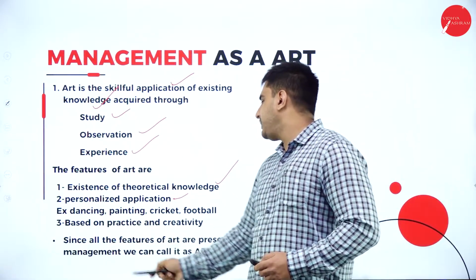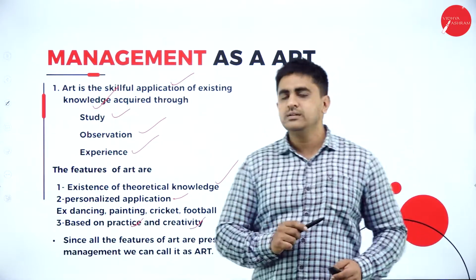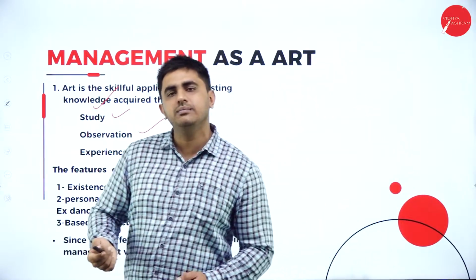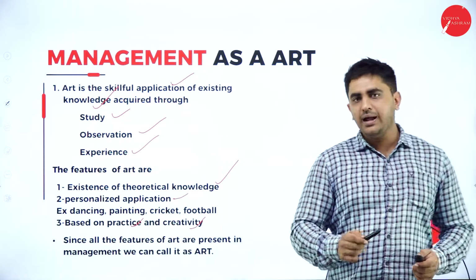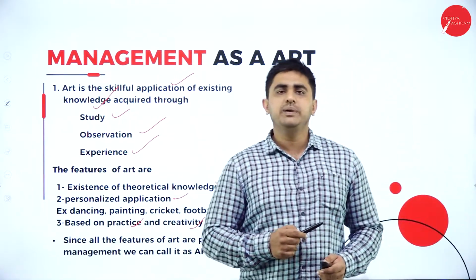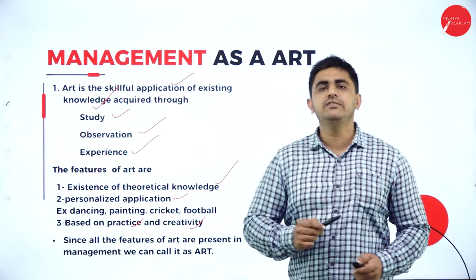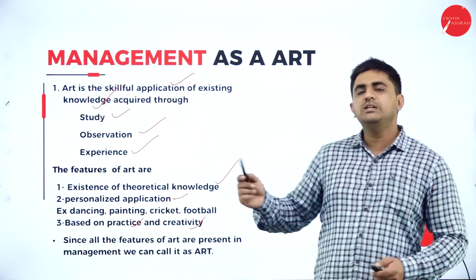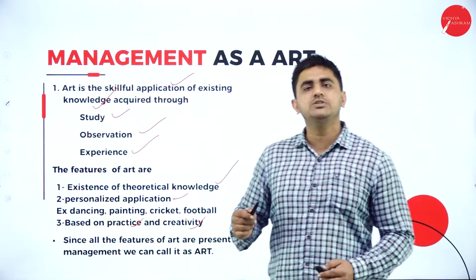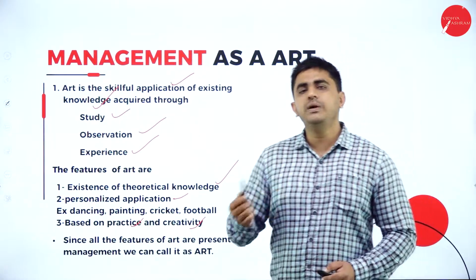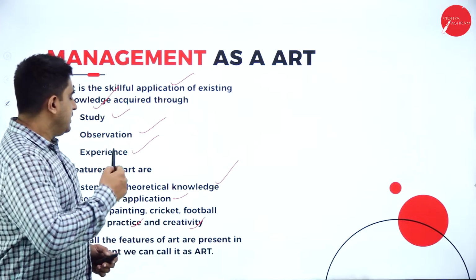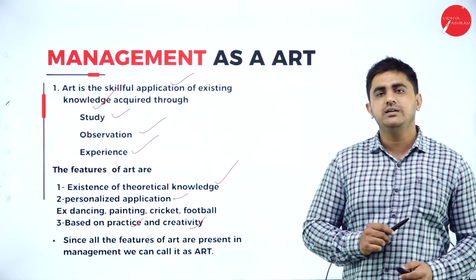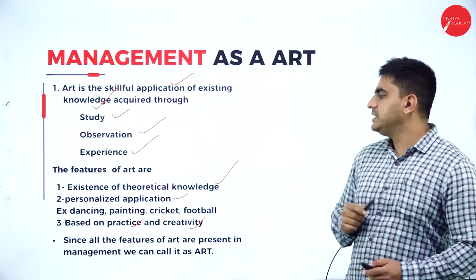The third one is based on practice and creativity. The more you practice, the better you become. The more you play football, the more you play cricket, the better you become. Similarly, the more you paint and the more you dance, the better you become. That is practice. Then what is creativity? I'll explain this with an example. You must know the helicopter shot of MS Dhoni. That is his creativity. You know A.B. de Villiers. He is known for his 360-degree style of playing. That is creativity. So these are the features of art.